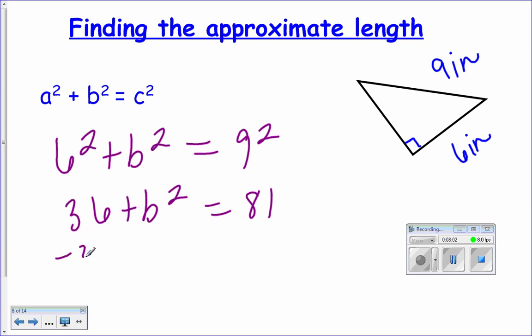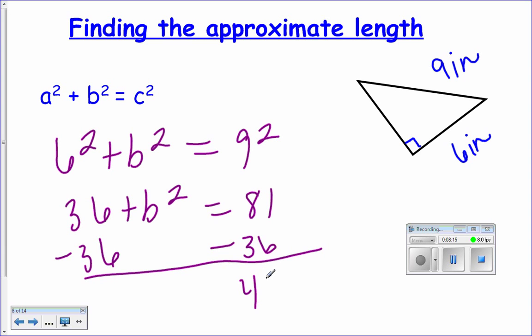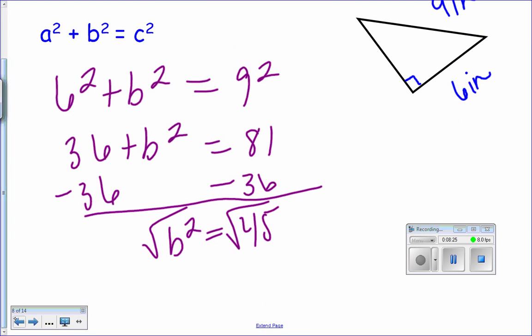I'm going to subtract 36 because that's the opposite of adding. 81 minus 36 is 45. The opposite of squaring a number is taking the square root. The square root of 45 on your calculator gives you 6.708. So round to the tenth and get 6 7/10 inches.